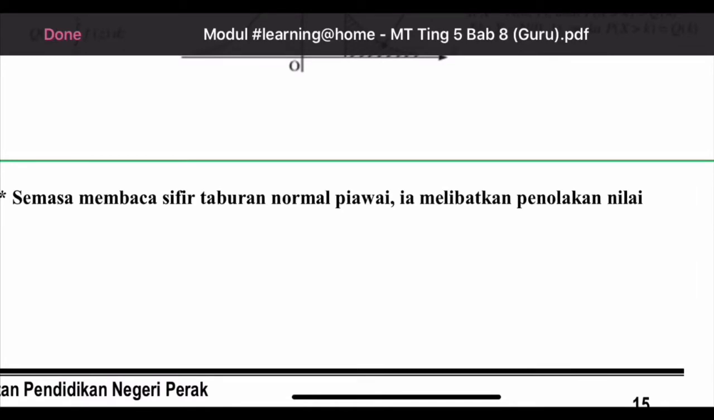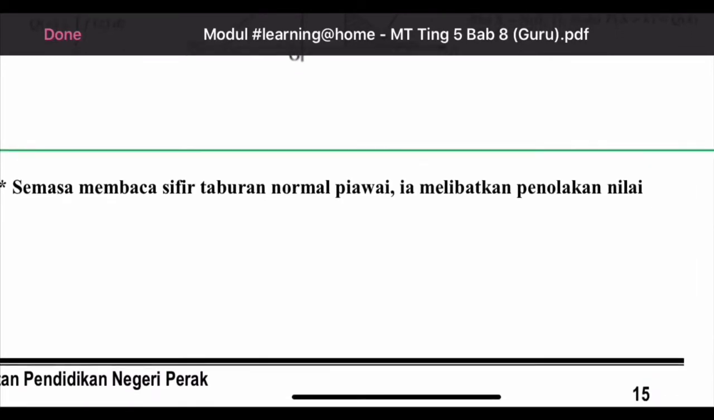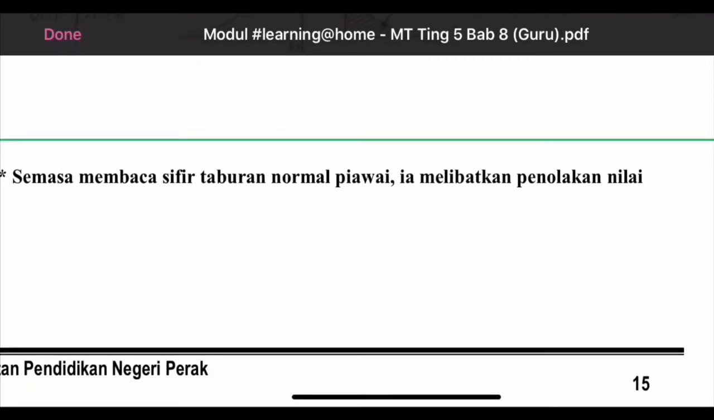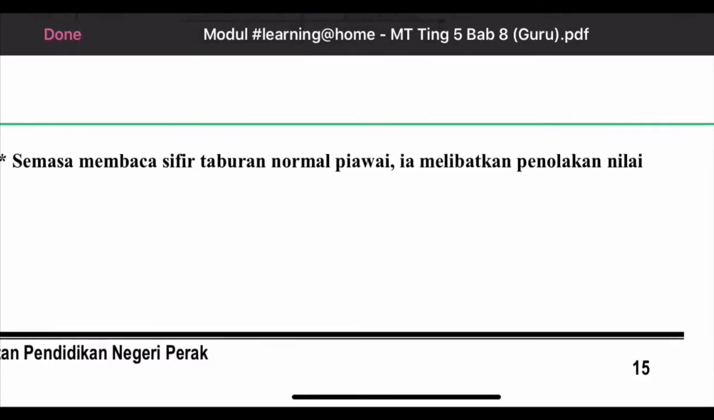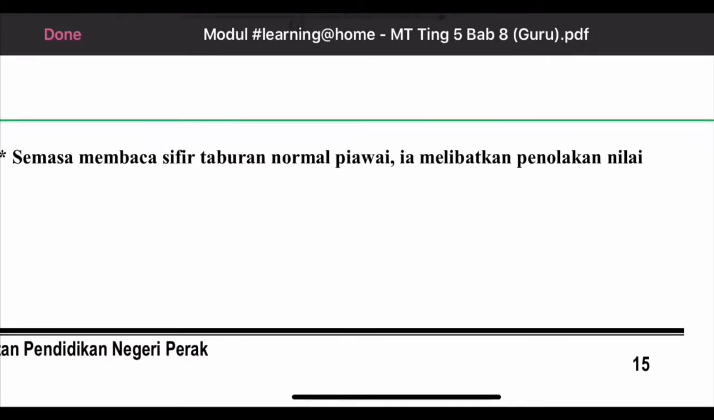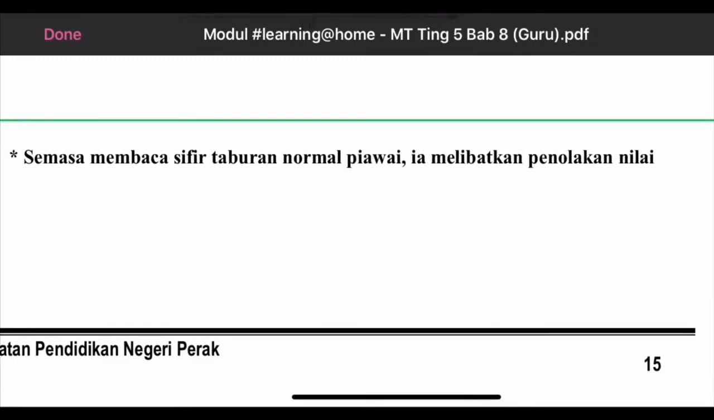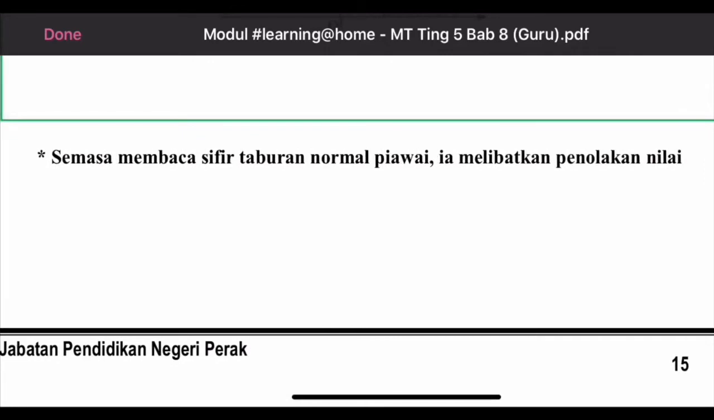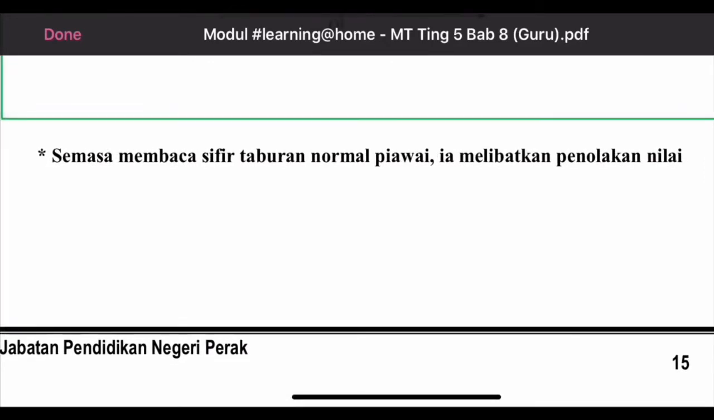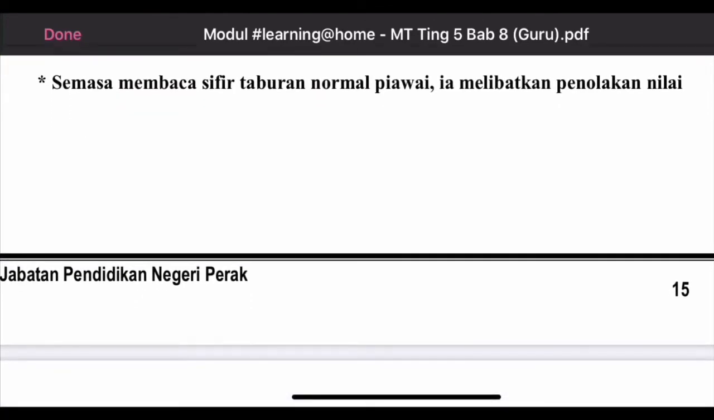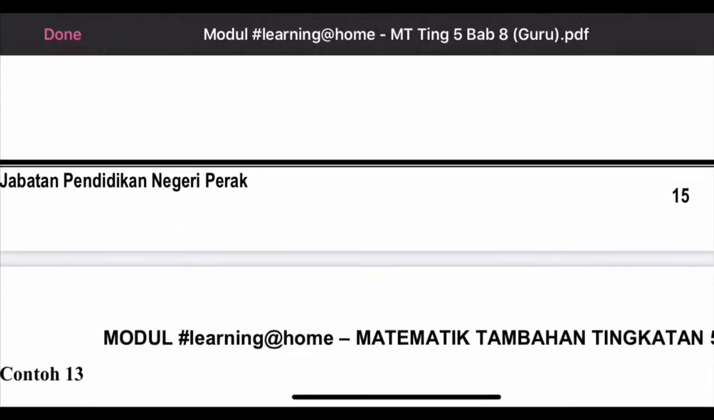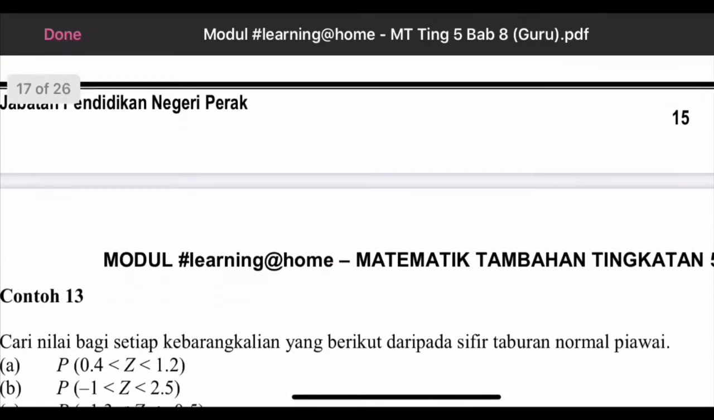Alright, so today I will teach you how to use a buku Sheffield to read the probability value. We can read forward and backward. Forward means I give you the z score, then you read the probability value. Backward means you do the reverse: I will give you the probability value and ask you to find the z score. Alright, so let's see the example here.